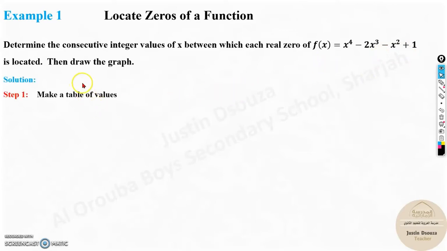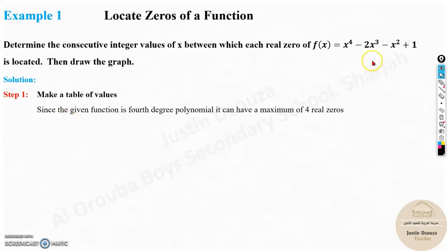So what you need to do is make a table of values. Based on the degree, since this is a fourth degree polynomial, you can have a maximum of 4 real zeros, or it can be less than that. If it is, say, x to the power 2, in some cases you will not have any real zeros. If the graph is like this, up above, you'll only have imaginary zeros, no real zeros. There is no solution for this. But the maximum number of solutions it can have is only 2. Like this, it will cut only 2 times, not more than that. Since it's x to the power 4, it can have a maximum of 4, but it may be less than that as well. Okay, so now we will do a table of values.